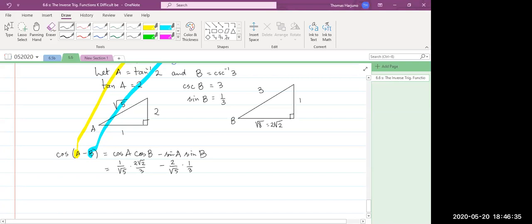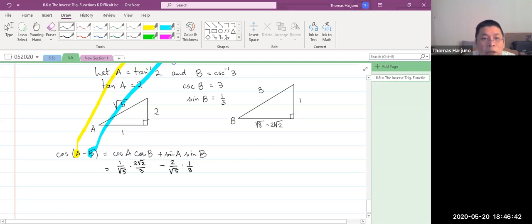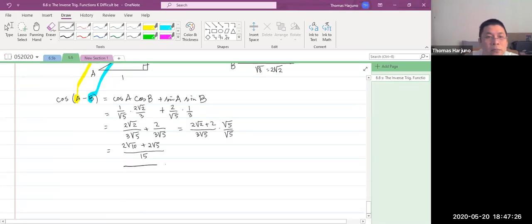Isn't cosine A minus B cosine A cosine B plus sine A sine B? Oh yeah, it's plus. Thank you. So that will be 2 radical 2 over 3 radical 5 plus 2 over 3 radical 5. Put them together, that will be 2 radical 2 plus 2 over 3 radical 5. Rationalize the denominator. So we get 2 radical 10 plus 2 radical 5 over 15.